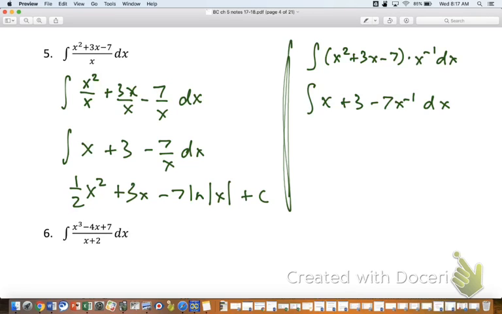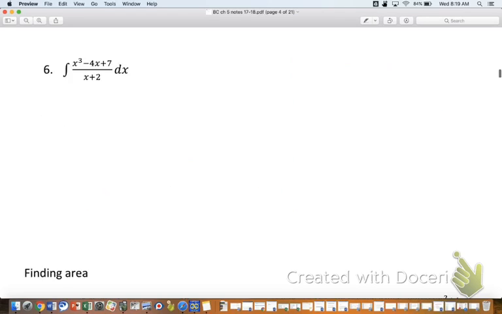Any questions? Okay. So then number 6 is a similar setup. How is number 6 significantly different from number 5? Binomial instead of a monomial. Yep, you're right. So that changes things a little bit. We can't just flip up.